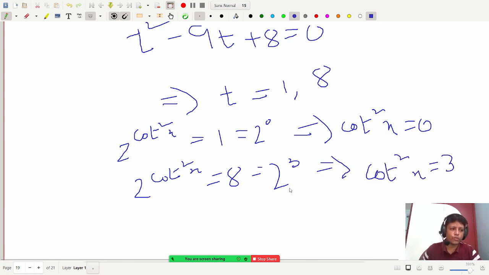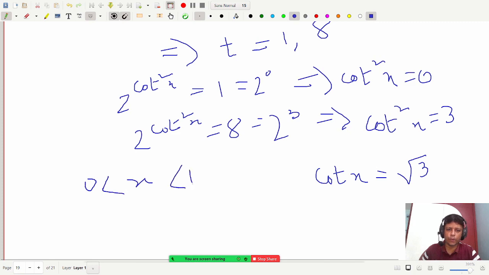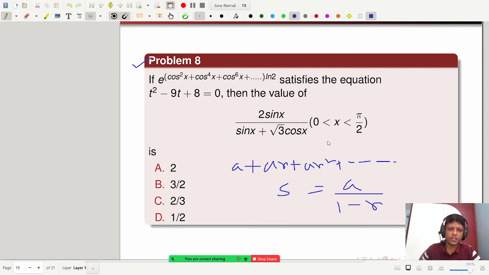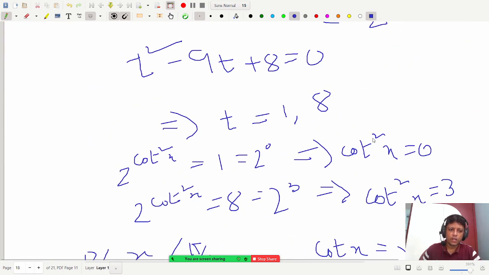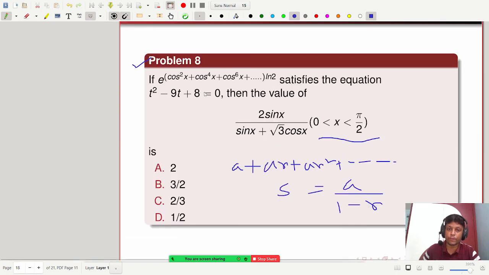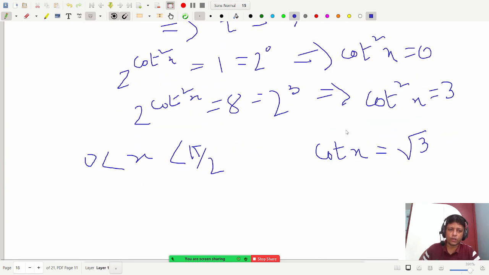So cot x equals 0 and root 3, but cot x is equal to root 3 only. You have to take cot x equal to root 3. Why? Because your angle should be in 0 to pi by 2, the first quadrant. It is restricted to 0 to pi by 2. So cot theta is root 3. I have used x instead of theta, no problem. So cot x is root 3 only.